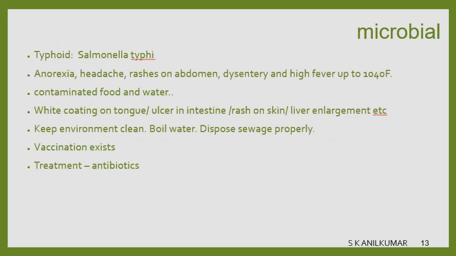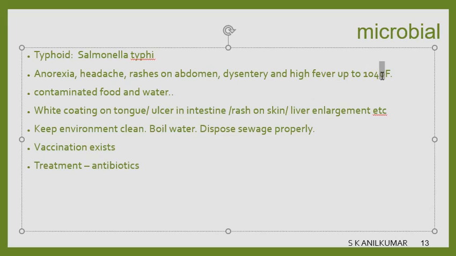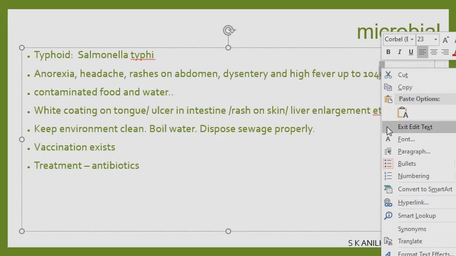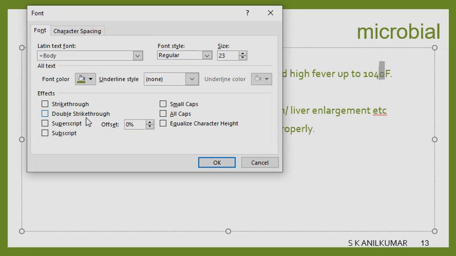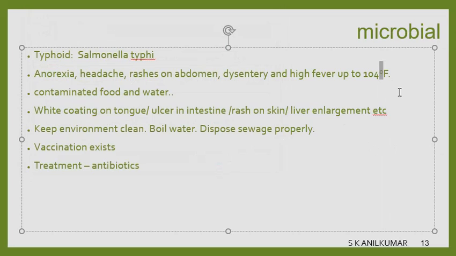What is typhoid? Typhoid comes from Salmonella typhi. Salmonella typhi gives you typhoid. It causes what? Anorexia, headache, rashes on the abdomen, dysentery, high fever, even 104-degree fever. What does 104-degree fever mean? 100 is your normal temperature, we can say. When it goes beyond 100, that means you are having a high fever. 104 is too much. This is in degrees Fahrenheit. What is it in degrees centigrade?